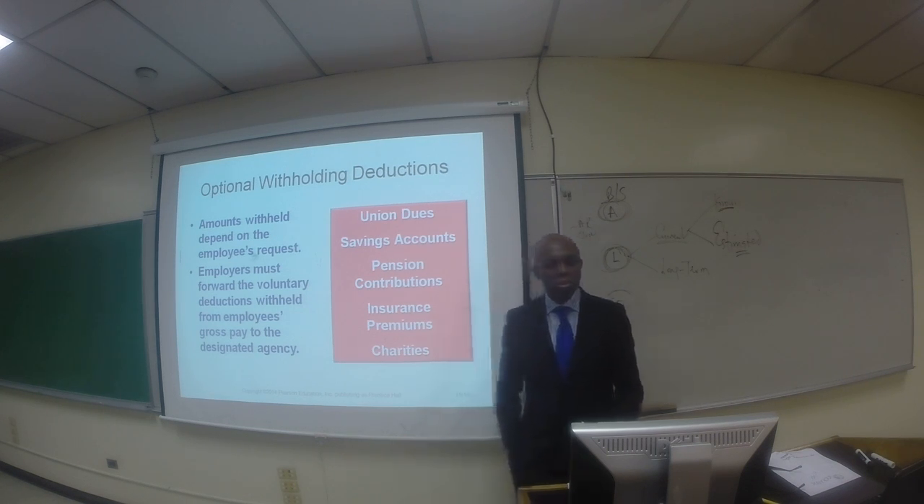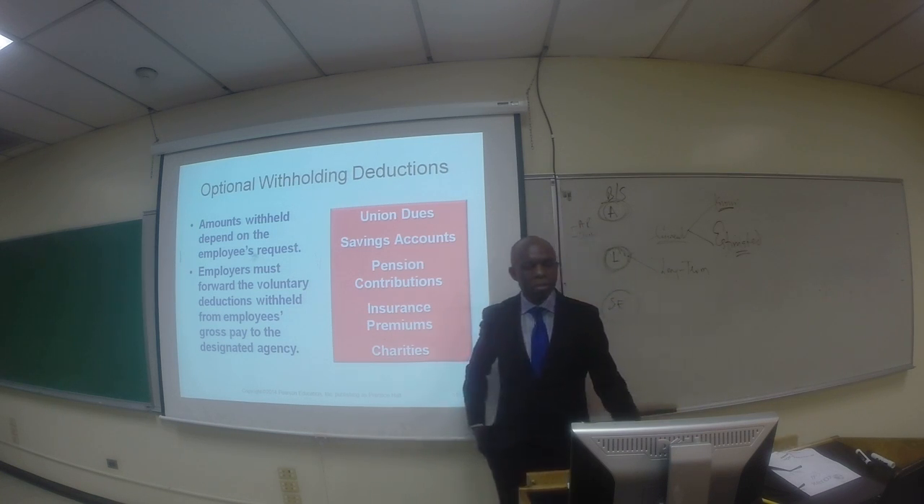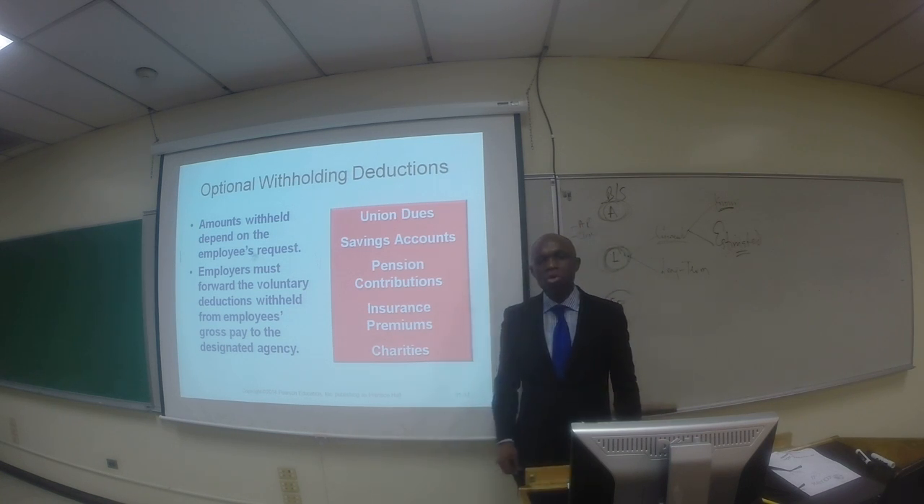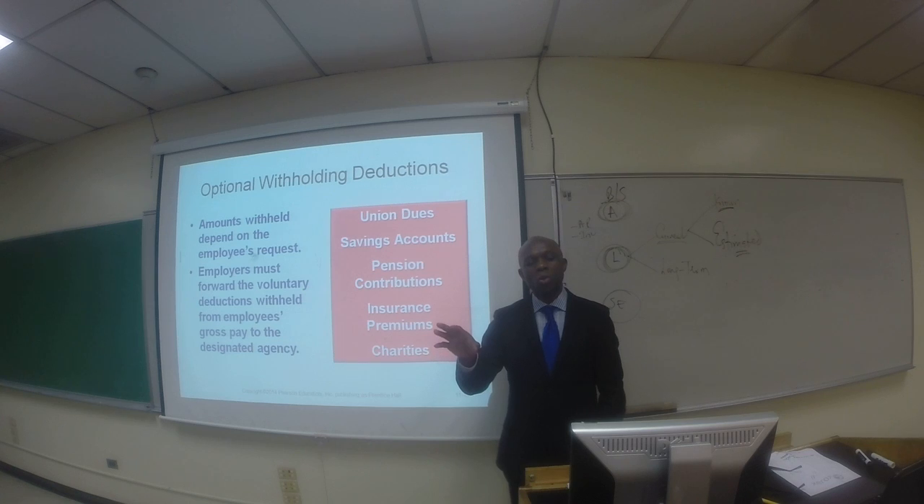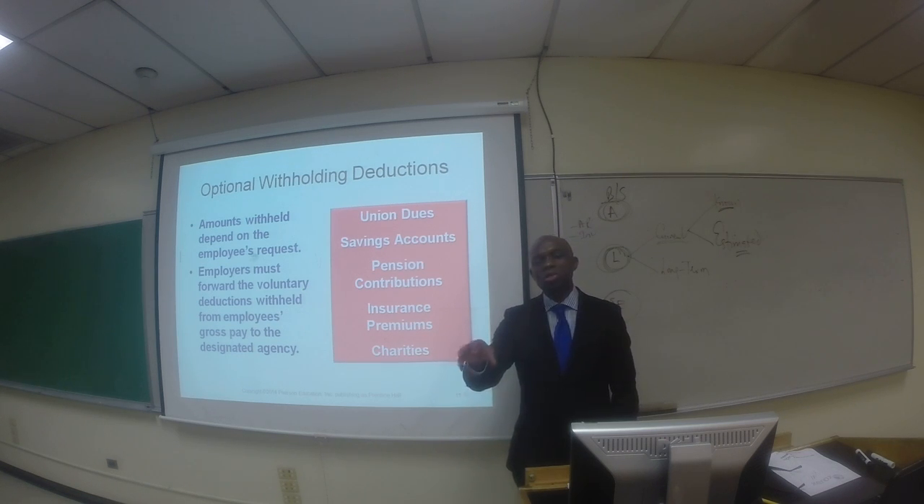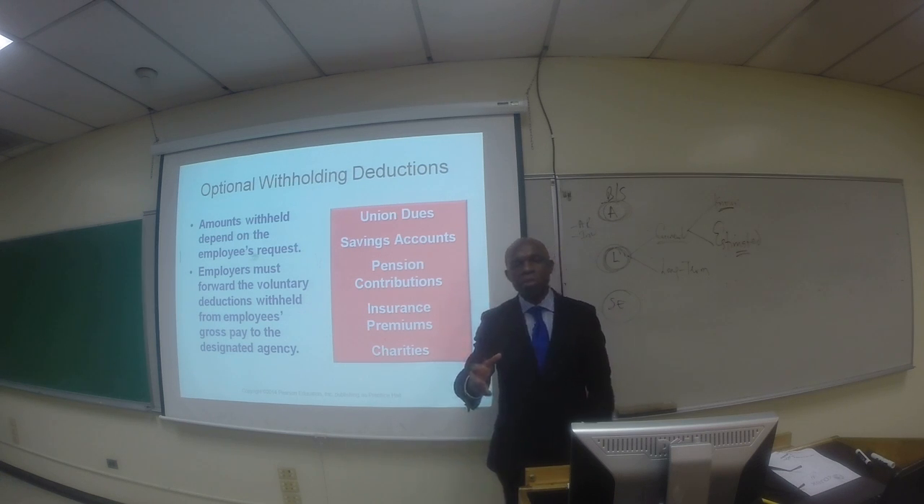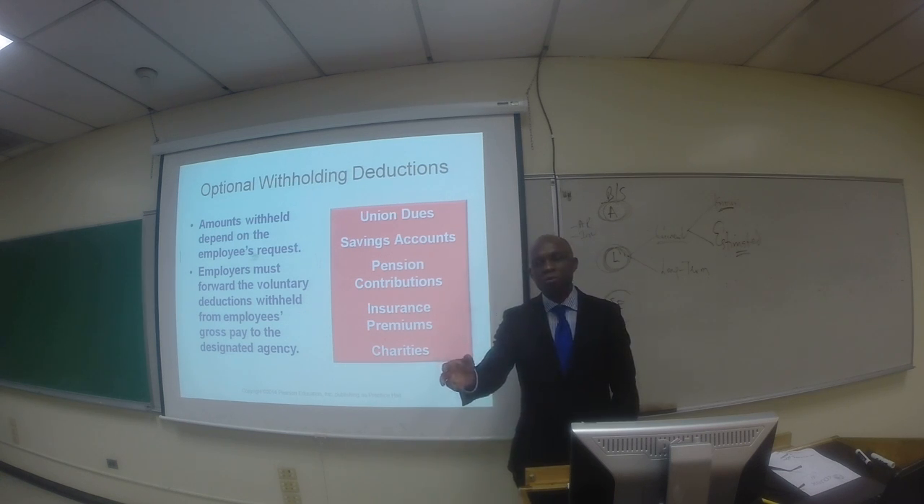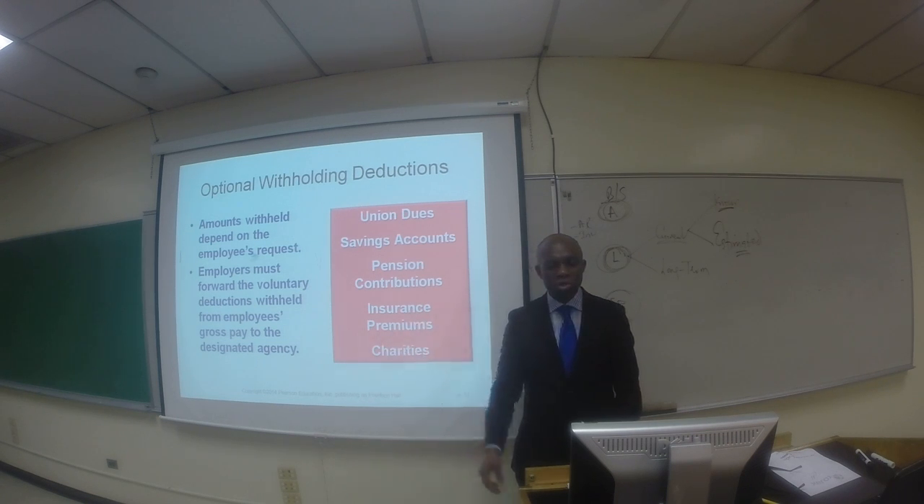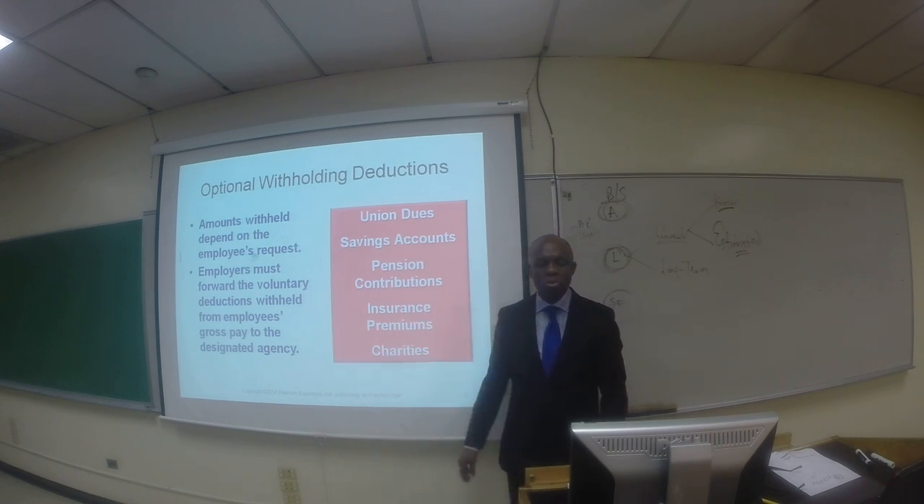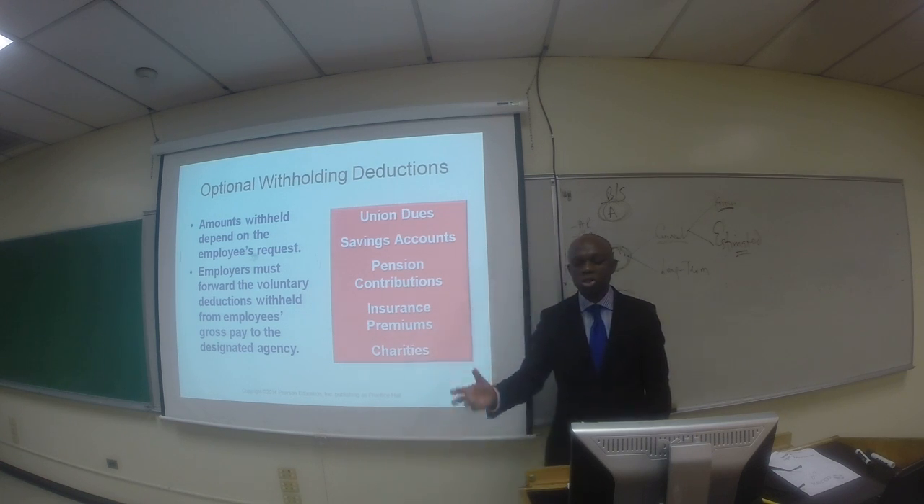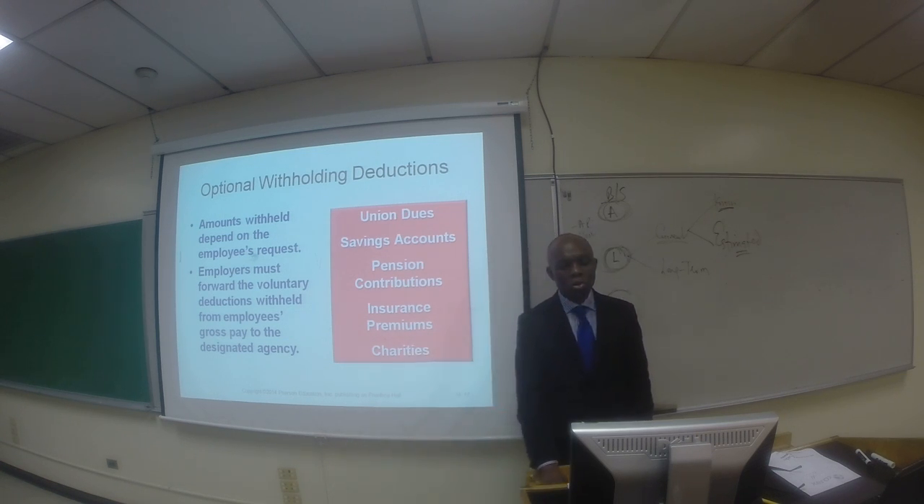So we did talk about deductions from gross pay and how to calculate net pay in the last part of our presentation. Here we are talking about optional withholding deductions. These are deductions from payroll that are optional. Like we indicated earlier, you can go to your payroll department and instruct them to deduct $50 from your paycheck every month for Salvation Army or Red Cross, and so on. Here are some samples of optional deductions: pension contributions, insurance premiums, charities, and so on.